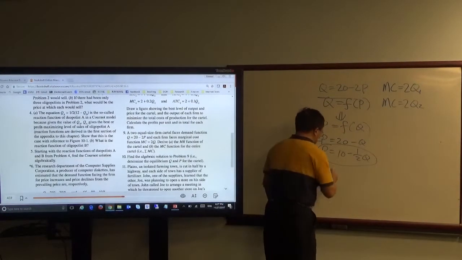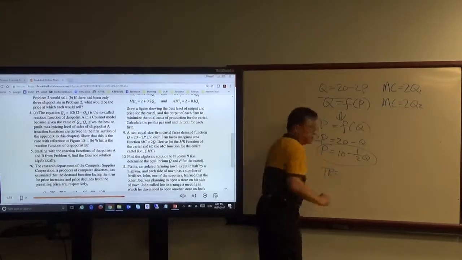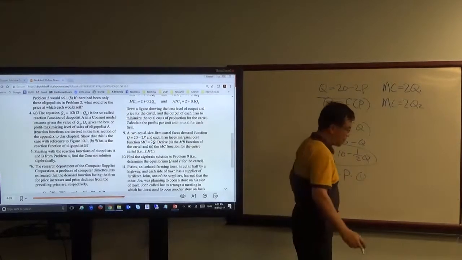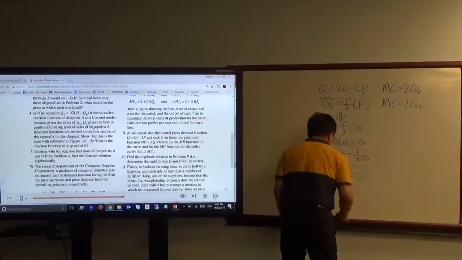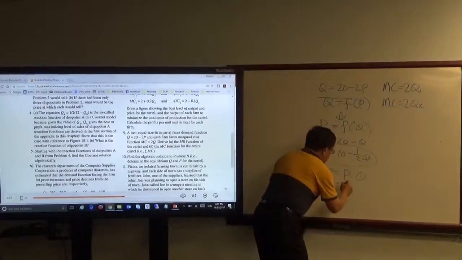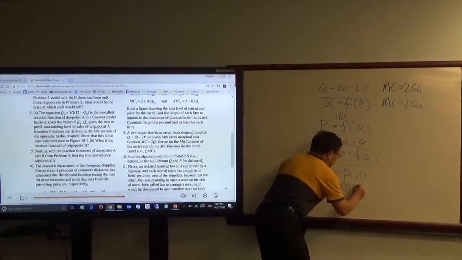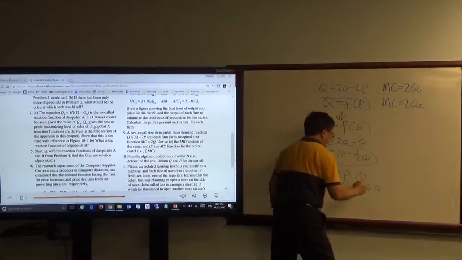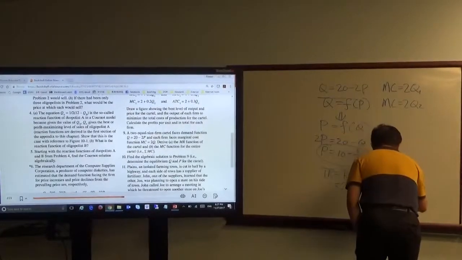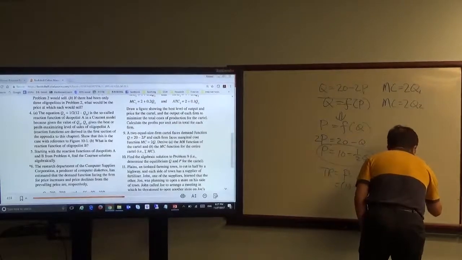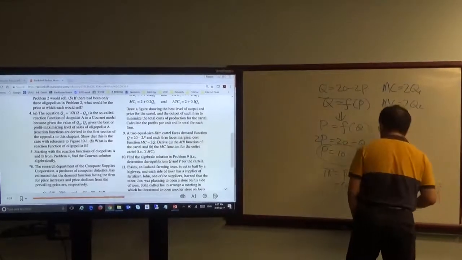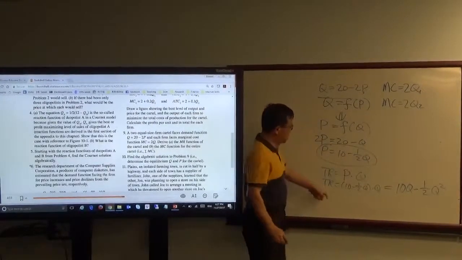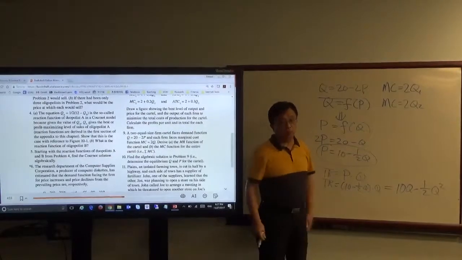Now what is the total revenue? Total revenue is always equal to price times quantity, right? And the price is 10 minus half Q, times Q. So this gives us 10Q minus half Q squared. This is the total revenue. Now we have the total revenue. Can we find the marginal revenue?